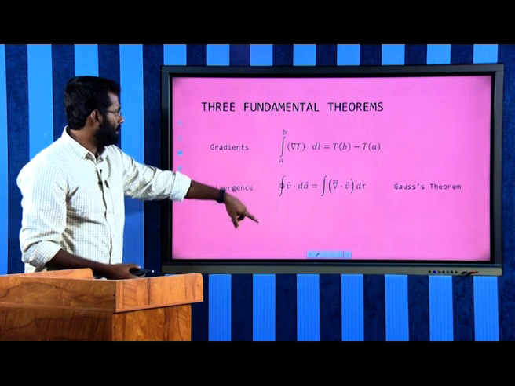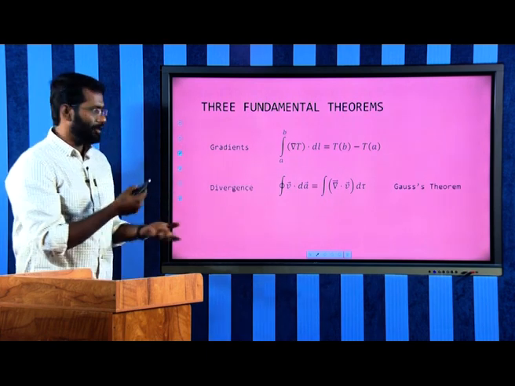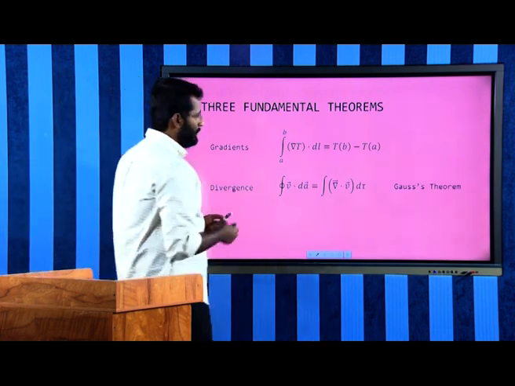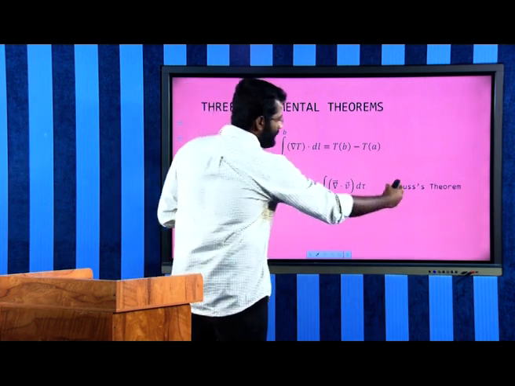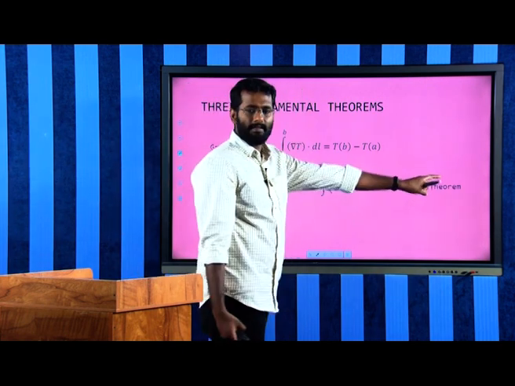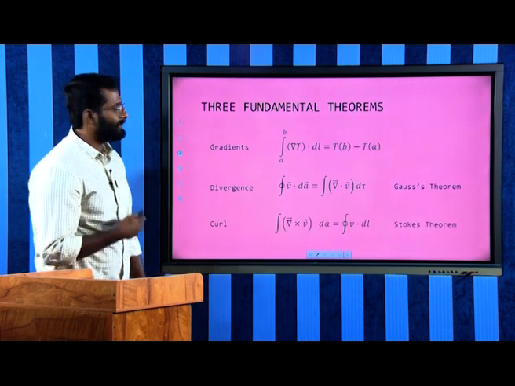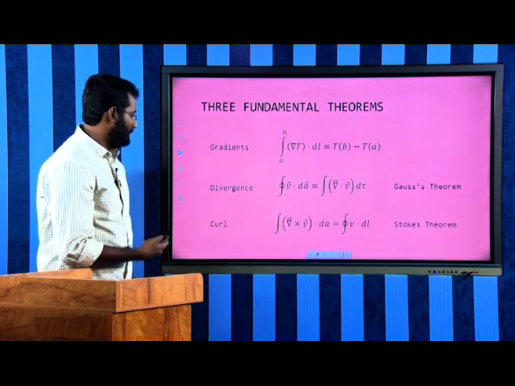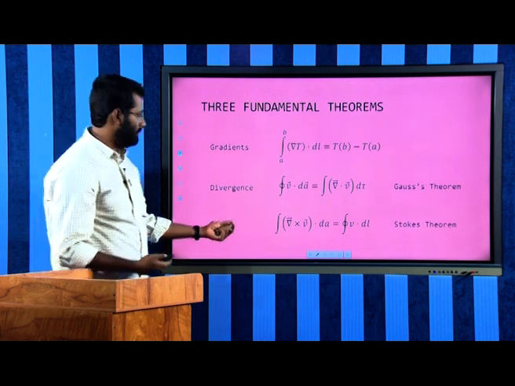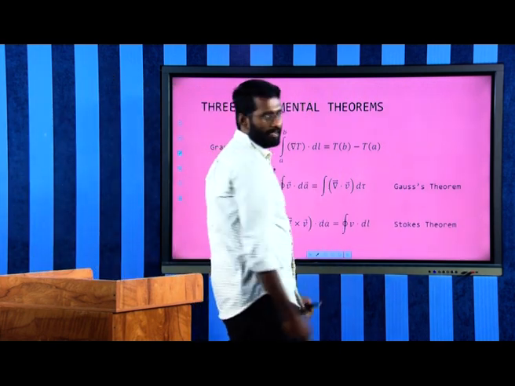We are not going to derive the gradient theorem here. You can learn it from some classes on vector calculus. The divergence theorem has a particular name, called Gauss's theorem or Gauss divergence theorem. And there is one more, the fundamental theorem for curl, that is del cross V. We will go to that later, and it is called Stokes theorem.